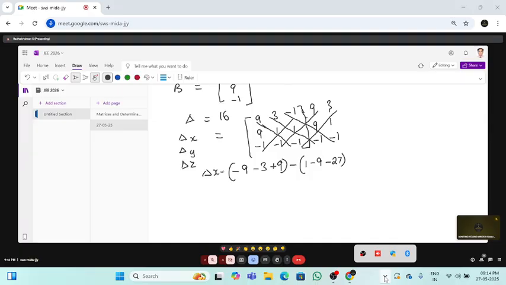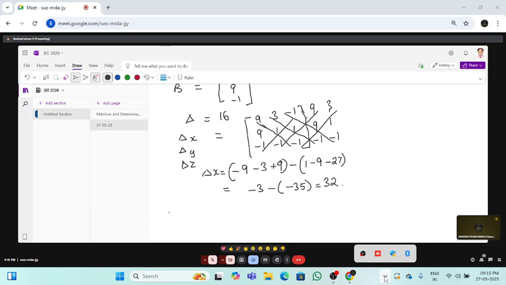What is delta x? Minus 1, minus 3, minus 12 plus 9 is minus 3, minus 1, minus 9 is minus 8, minus 27, minus 35. So again, minus 3 minus minus 35 is 35 minus 3, which is 32. So you calculate delta x by substituting the first column with the B column.